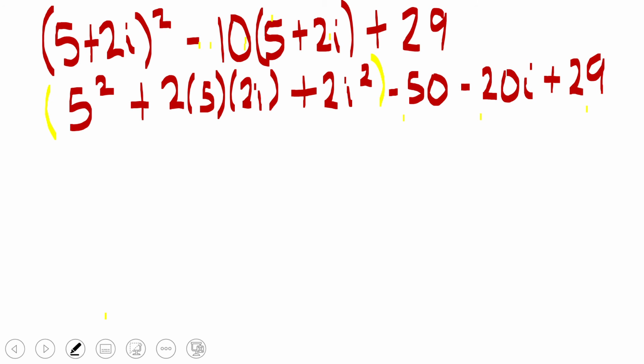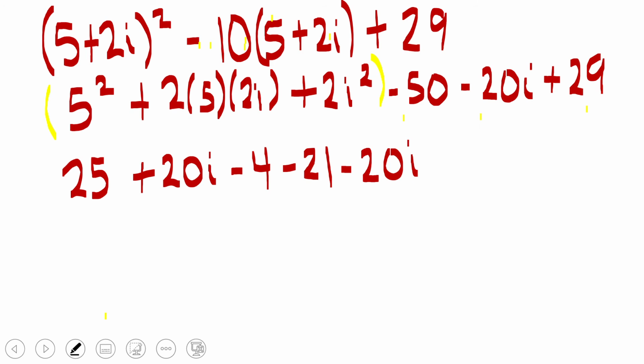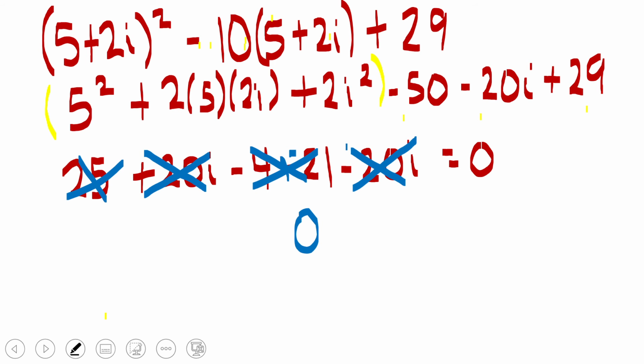Simplifying this further, we have 25 from the 5 squared plus 20i minus 4 minus 21 minus 20i all equals 0. So we're addressing like terms and simplifying. If you notice, plus 20i minus 20i goes away. Negative 4 plus a negative 21 is a negative 25, so positive 25 and negative 25 go away, and we do have 0 equals 0 on the check.